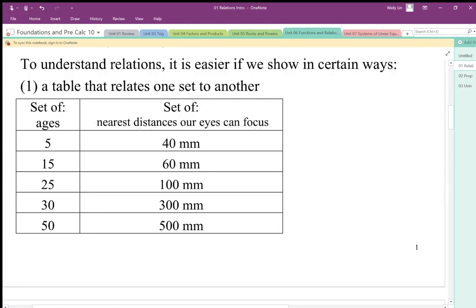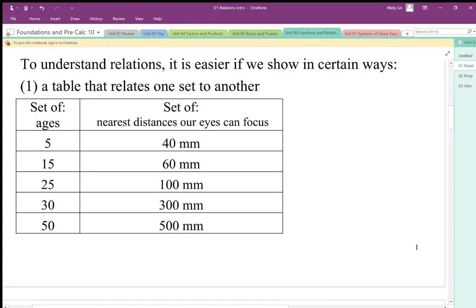Okay, so when we have our set of ages, so 5 years old, 15 years old, 25, 30, 50, there's a relationship to how far we can focus our eyes, or the nearest distance our eyes can focus. So when we are really young, at 5 years old, we can focus at about 40 millimeters away from our eyes, which is really close. At 15, it goes a little bit further, but at 15, your lenses are still very soft, and we can focus on objects that are about 60 millimeters from your eyes.